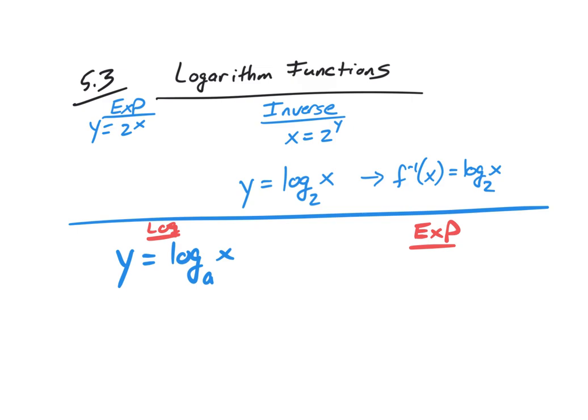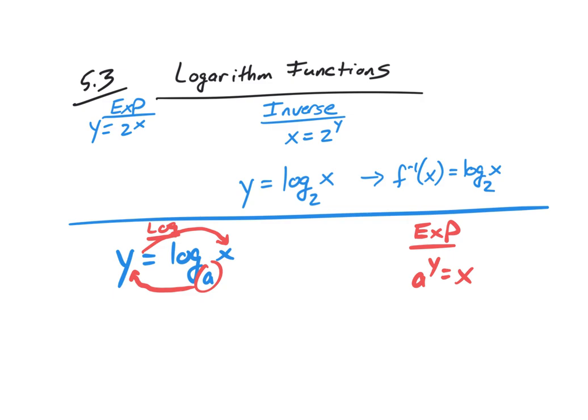What we're going to do to change this to an exponential equation is we call it the log loop. And you've probably heard or seen this before. We're going to take the base of the log. We're going to raise it to the power of y. So we're going to say a raised to the y power is equal to x. And that would be my exponential function.